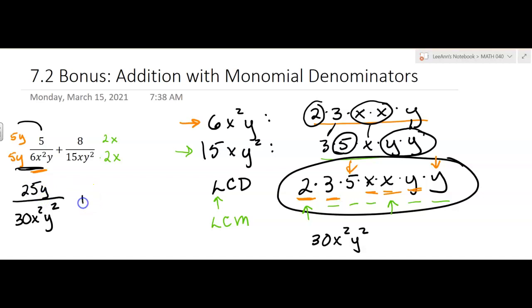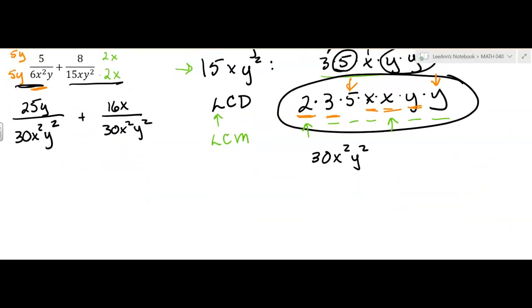Okay, now we're going to do the same thing for the other one. What do I get when I multiply here? I better get 30x squared y squared, or I won't have the common denominator. But I do. And then what do I get in the numerator? 16x. Okay, so we're almost done. Now, what can I do? Well, I can add them. I have 25y plus 16x. I can't combine those because they're not like terms. So I can just leave it like that for now, over 30x squared y squared.